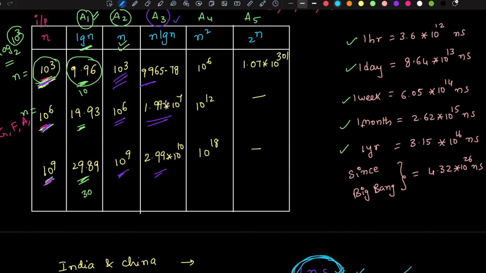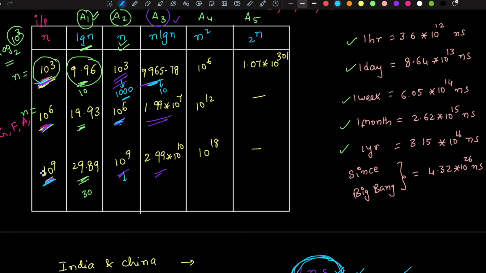now think about 1000 operations, how many nanoseconds are required? Using this assumption, for 1000 operations we may require 1000 nanoseconds. I'm talking about A2 here, and that is nothing but 1 microsecond. For 10 power 6, we may require 1 millisecond. For 10 power 9, we may require 1 second. Now think about what happens as my input size increases from 1000 to a million or billion.